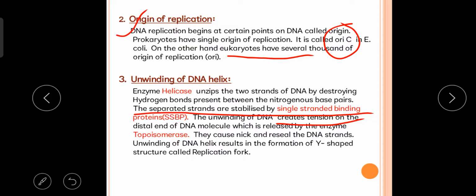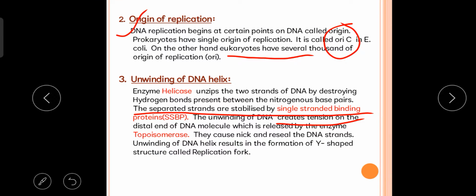During the unwinding process of DNA, supercoils are formed in the winding or attached part of the DNA helix. To release that supercoiling or tension, the enzyme topoisomerase cuts and reseals the two strands of DNA to avoid that supercoiling or tension. Okay, so here it causes a nick, meaning a gap, and reseals the DNA strand. So they can cut or reseal the DNA strand to avoid that supercoiling or tension.